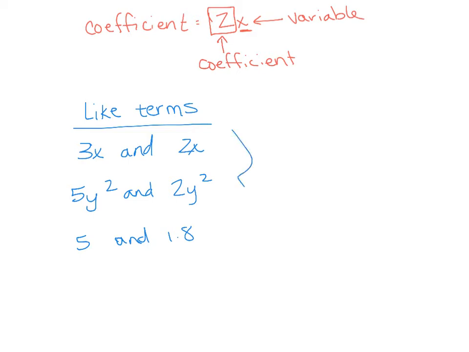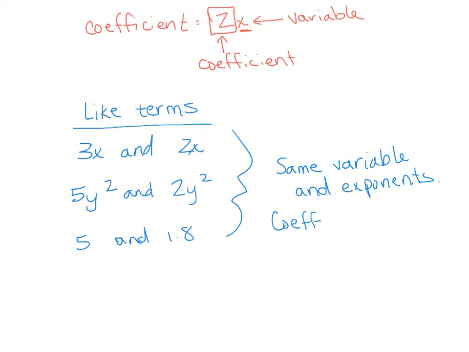They are like terms because they have the same variable and exponents. Okay? The coefficients can be different. And I think you'll notice that in those examples 3x and 2x are like terms because they both just have an x, but they have different coefficients. 5y squared and 2y squared are because they both have a y and a square, but different coefficients, okay?